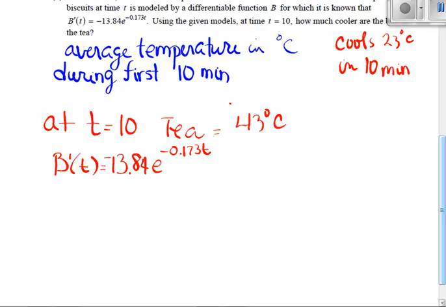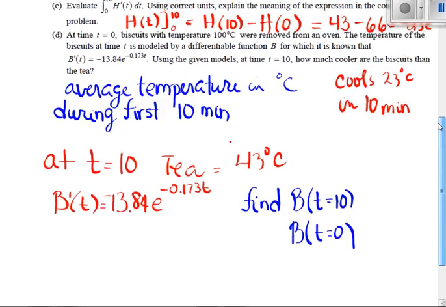Well, when I see B prime of t, what is it going to make me think I'm going to have to do? B prime of t, what do you think I'm going to do with that? I'm going to integrate it. And I want to find the temperature of the biscuits at t equals 10. I know the temperature of the biscuits when t equals 0. Wasn't I given that? Yeah.